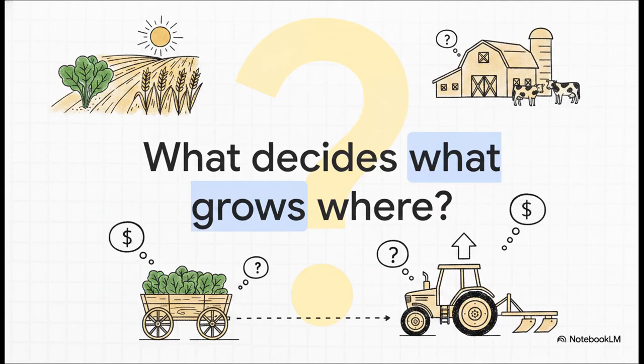Well, for a long time, economists thought they had the absolute perfect, mathematically precise answer to this. But as we're going to see, we really have to ask ourselves, in our modern age of global supply chains, does a farmer truly make decisions based solely on the cost of a horse-drawn cart?